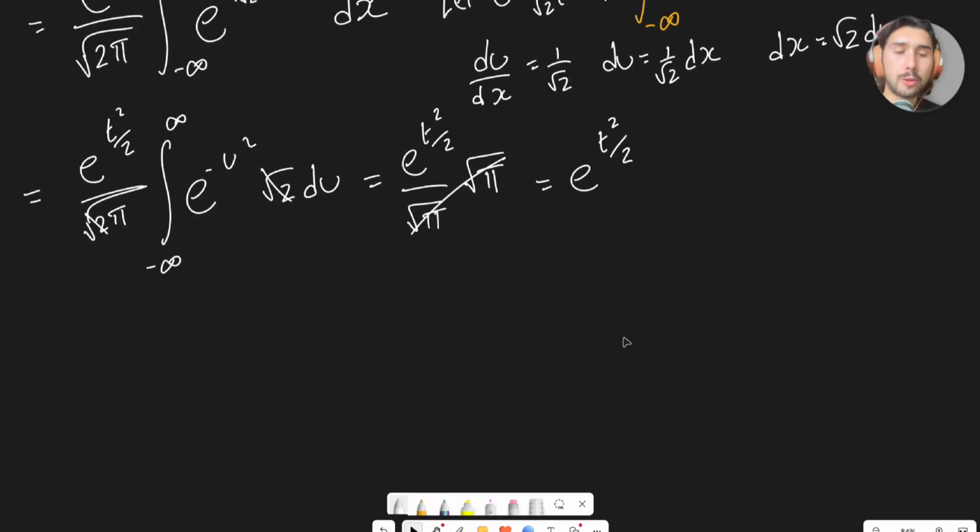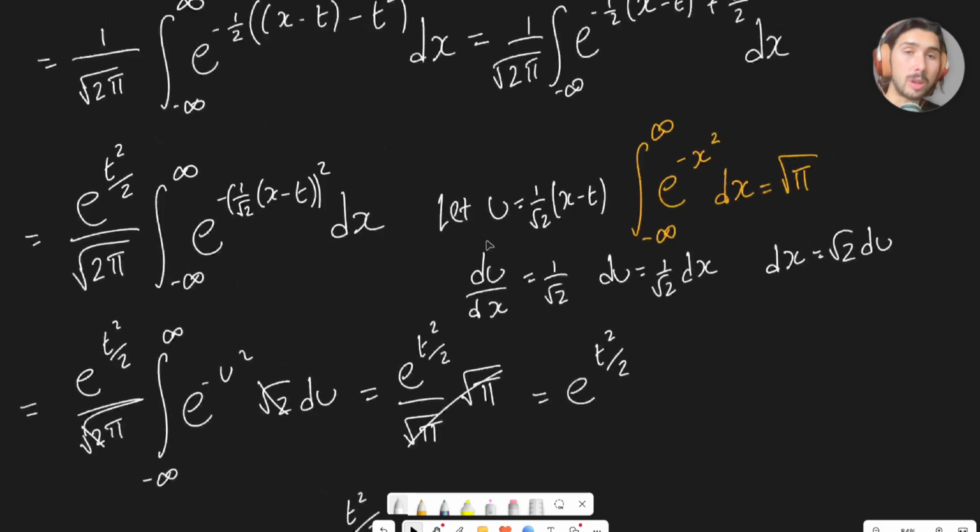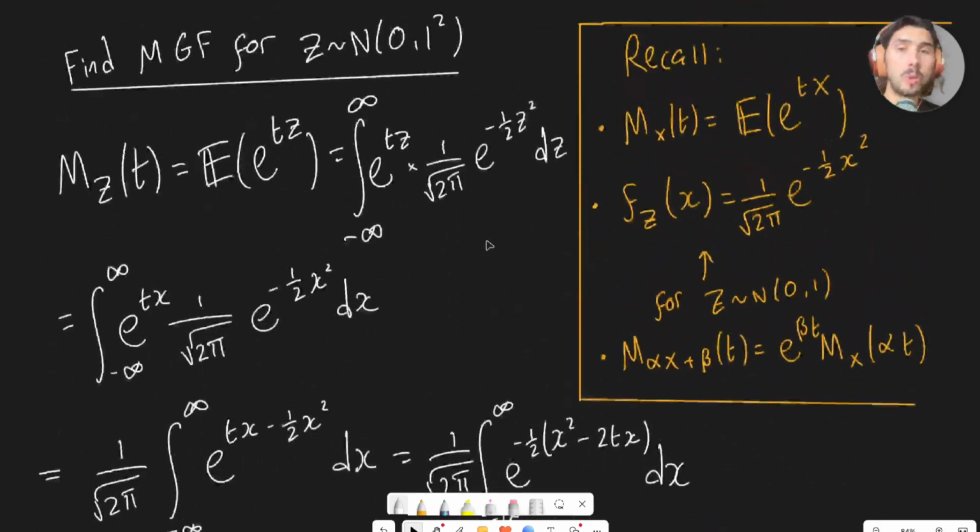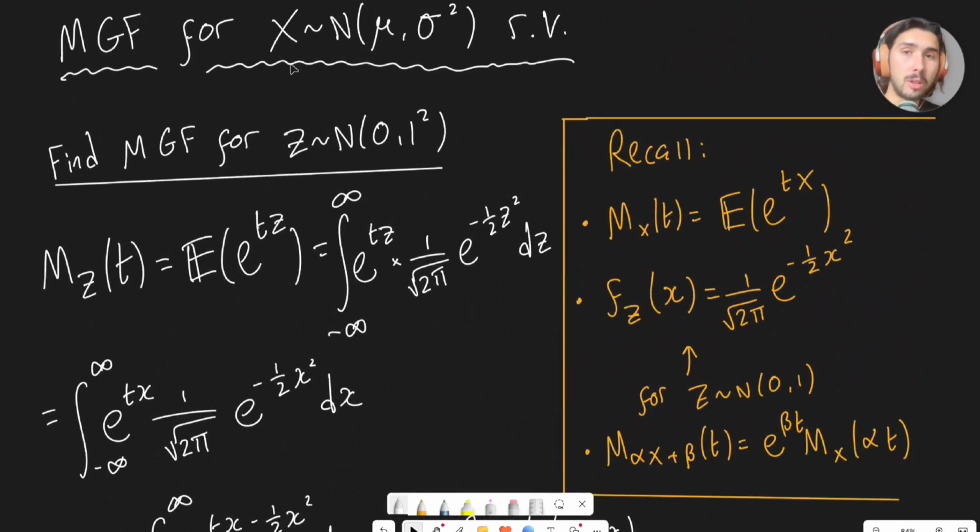So what we have shown so far, we're not done yet, but what we've shown so far is that the moment generating function of a standard normal distribution, that is a normal distribution where the mean is 0 and the variance is 1, is just e to the power of t squared over 2, which is a really nice, simple answer. Now again, we're almost done, but not exactly, because we want the moment generating function for any normal distribution, one that has a mean of mu and a variance of sigma squared.